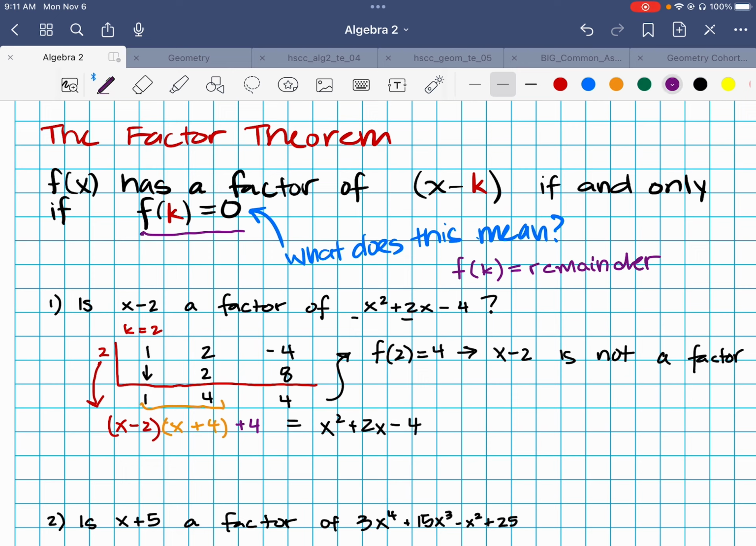By the definition of factors, because this number here, the 4, exists, we know it's not a factor. If that 4 was a 0, then it would have been a factor, and these would have been our two factors. The way I rewrote this is going to be really important, because if it was a factor, it gives us the factor we divided by and the quotient as the other factor. But this 4 is not 0, so we conclude it is not a factor.